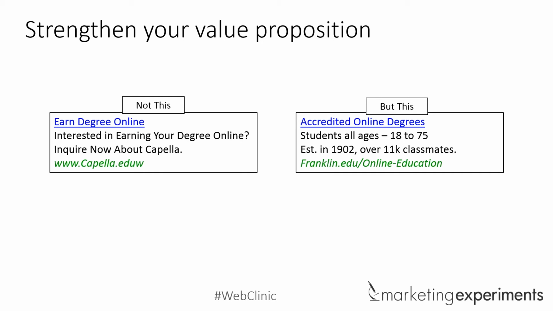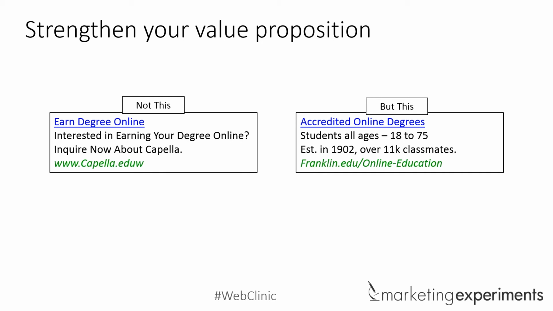They haven't separated themselves from anybody else, right? They're not speaking to any one particular customer. That could be around any person who does degrees online could use that phrase. Now, Accredited Online Degrees by Franklin.edu actually goes and talks to the people and tells them why they should go with them. Students all ages 18 to 75, so they're including you.